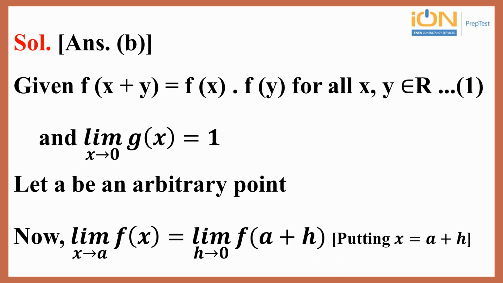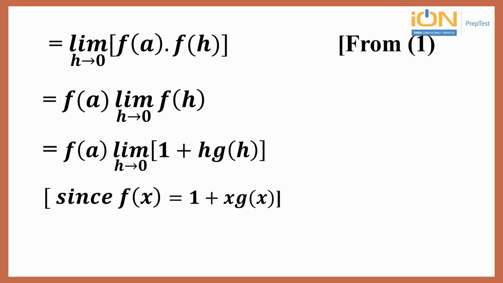Let's see how it goes. Given f(x plus y) is equal to f(x) into f(y) for all x and y real numbers, and also limit as x tends to 0 of g(x) is equal to 1. Let us consider an arbitrary point a, and now let us see if function f is continuous at the point a. So let's consider limit as x tends to a of f(x). If it turns out to be f(a), then f(x) would be continuous at that point. But then we can write this as limit as h tends to 0 of f(a plus h). But what is f(a plus h)? From the given functional equation, it is f(a) into f(h).